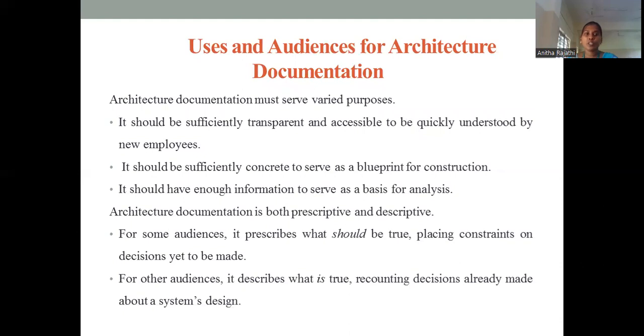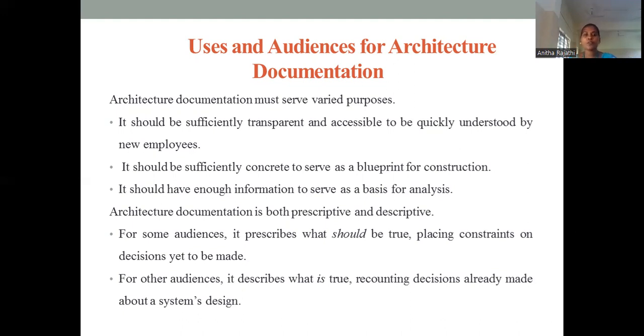First, it should be sufficiently transparent and accessible to be quickly understood by a new employee, as I told you earlier. If you are a new person to that particular application, you will be given an architecture, and you should understand it very easily by seeing the documentation. It should be transparent, accessible, and quickly understood. It should not have very complicated or complex terms. It should be a very layman explanation of how the application is working. It should be sufficiently concrete to serve as a blueprint. So it is like a blueprint for the application that you have in hand.